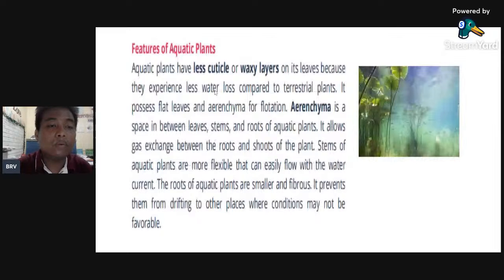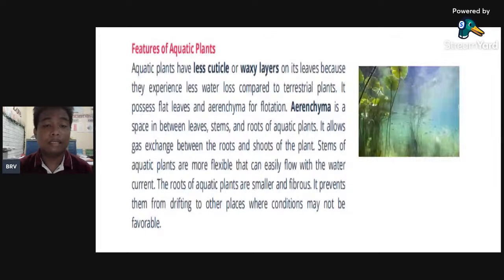Okay, features of aquatic plants. Aquatic plants have less cuticle or waxy layers on its leaves because they experience less water loss compared to terrestrial plants. So kini mga aquatic plants, one of their features is that they lose water less compared to terrestrial plants.